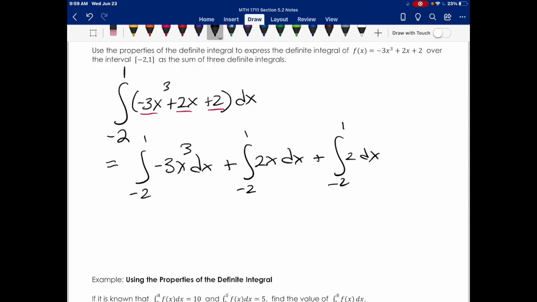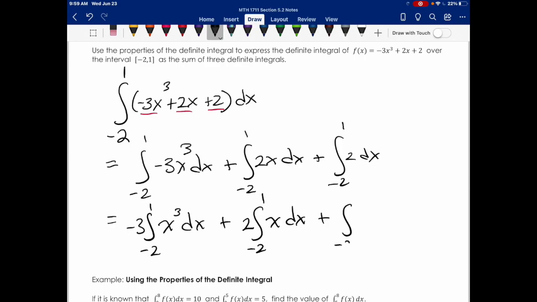Now I can also rewrite this by pulling out my constants in front of my function. So I can rewrite this first integral, negative 2 to 1 of negative 3 times x to the third, and then dx. I can pull that 2 out in front and write it from negative 2 to 1 of 2 on the outside, and then x dx. So I can take those constants and pull them on the outside.